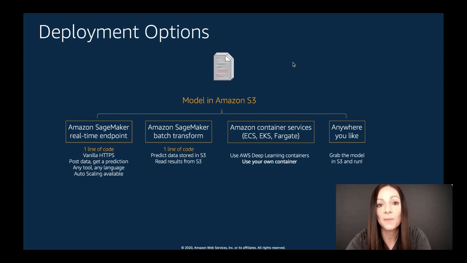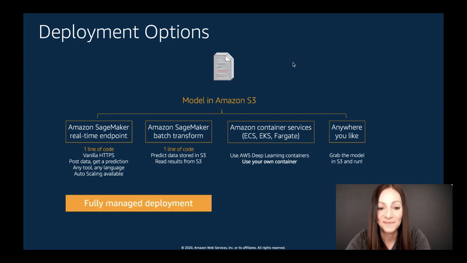Then you can also deploy your models on Amazon's container services. So for example, ECS, EKS, or Fargate. This is specifically interesting maybe if you're using your own containers. And then really anywhere you like. So you can also just grab the model in S3 and run. The first two options, Amazon SageMaker Real-Time Endpoint and the Amazon SageMaker Batch Transform, are fully managed deployment options built in with SageMaker.